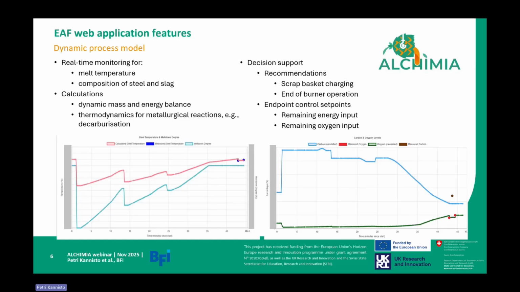The decision support gives a recommendation for scrap basket charging and also when to end the burner operation in the furnace. And then it also gives an estimate of how much energy should still be fed into the process, and also oxygen input, when the heat is approaching its end.